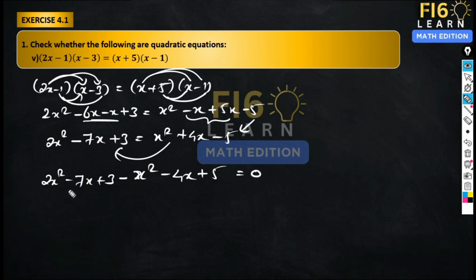Now you can add the like terms together. You have 2x square and minus x square. Their sum will be x square. 2 minus 1 is 1, right? And minus 7x here and minus 4x. You can add them together. You will get minus 11x. And 3 plus 5 is 8, equal to 0. So this is what you will get: x square minus 11x plus 8 is equal to 0. Here also the degree is 2. So the given equation is a quadratic equation.